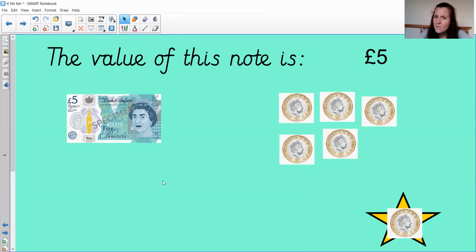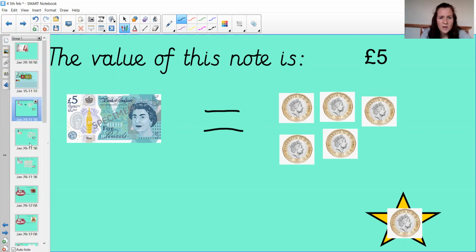Are they the same value? I think they are. So I'm just going to pop an equal sign here, just to remind ourselves that this £5 note is the same value as my £5 coins here. Okay, let's move on to the next one.